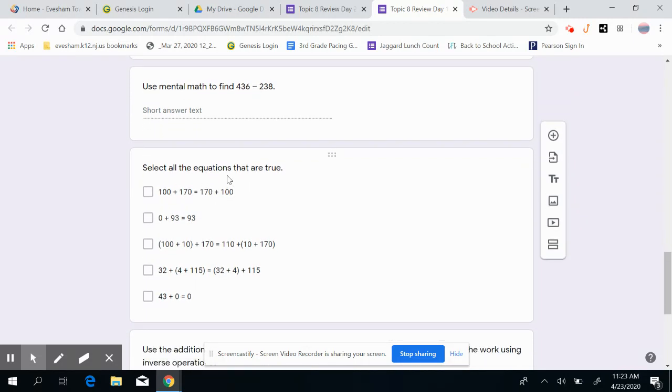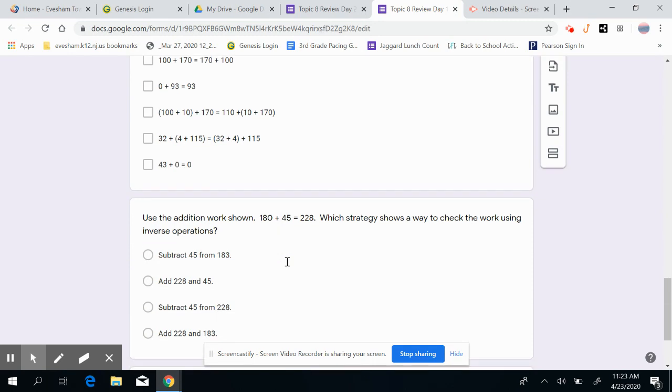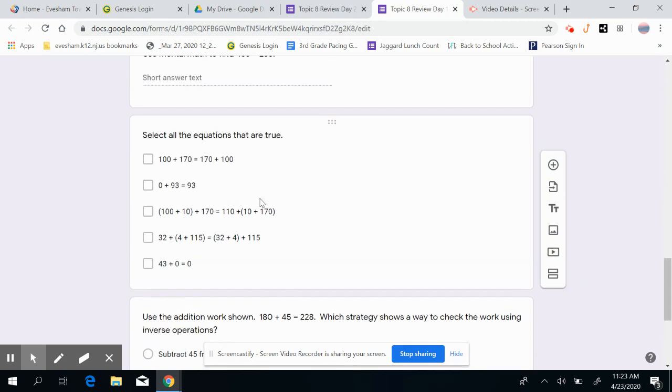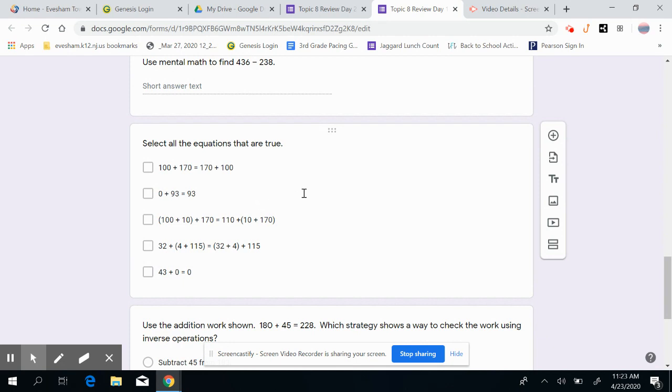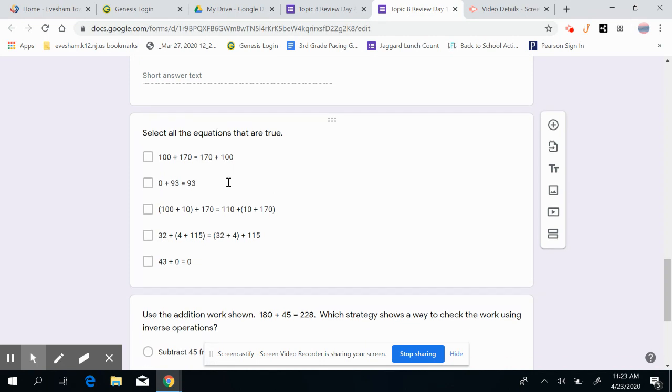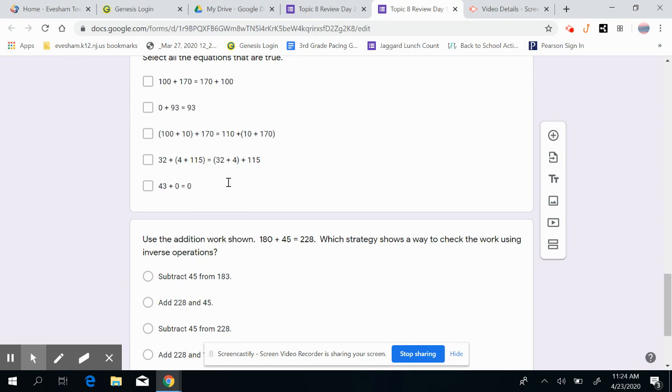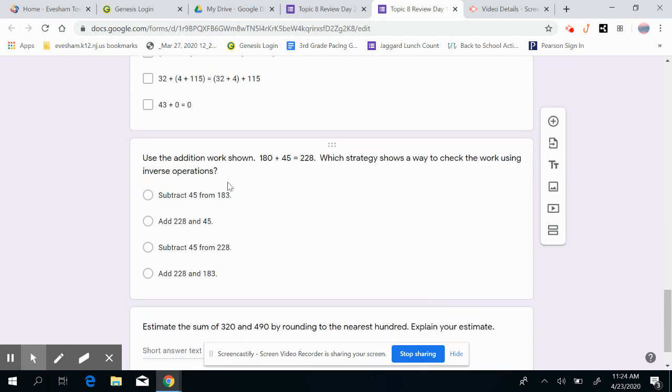Again, select all equations that are true. Go through, check each single equation, see if it's true. Again, you guys should have scrap paper when you're doing this work. You should be writing it down on a piece of paper and trying to solve if you need to, right? You can draw whatever you need to do. We talk about there's always different ways to show our work to solve our problems, okay? So make sure you're doing that.